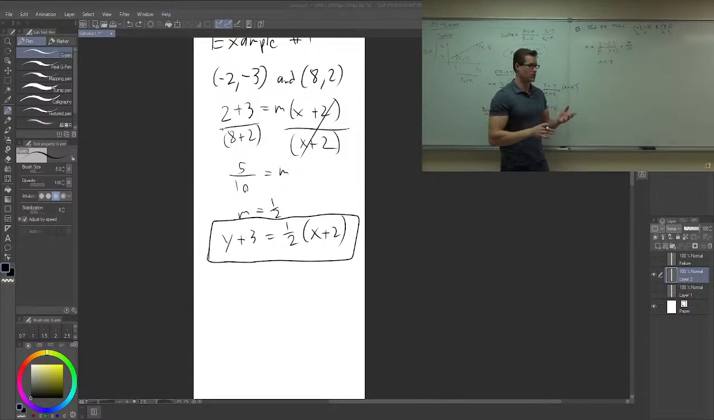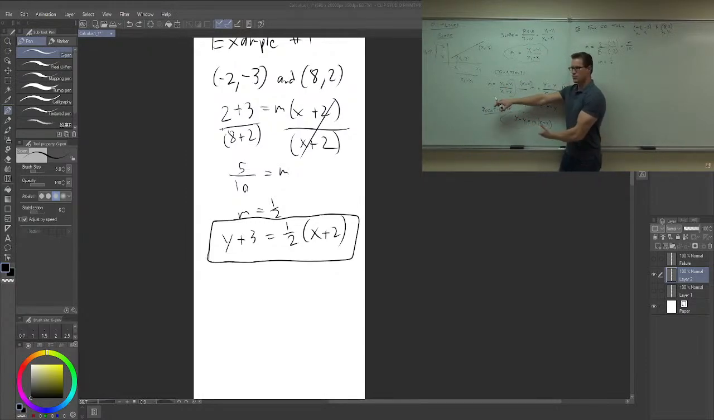Are we done? We're about halfway there. Okay, we have the slope. Do we have a point still? If we've got a point and we've got the slope, we should be able to fill out point slope. It's actually the same exact formula as slope.